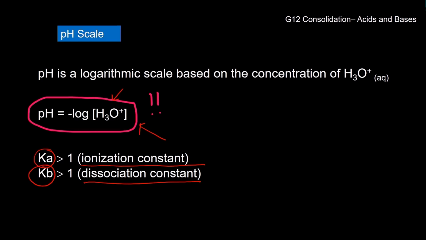If we've got a strong ionization happening, complete ionization, then our answer there, the ratio, is going to be greater than 1. And if we have a Kb value which is greater than 1, then we know that our ionization is happening to completion. We're dealing with a strong base.